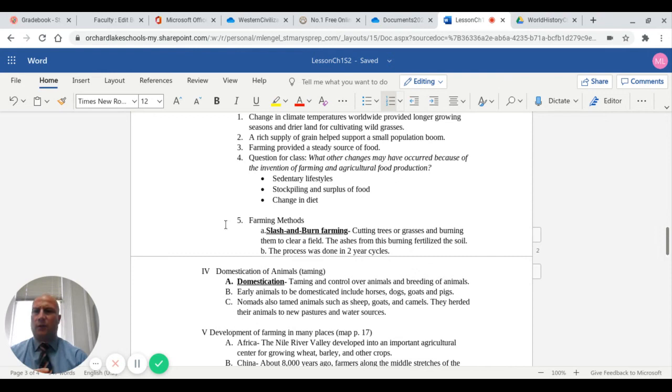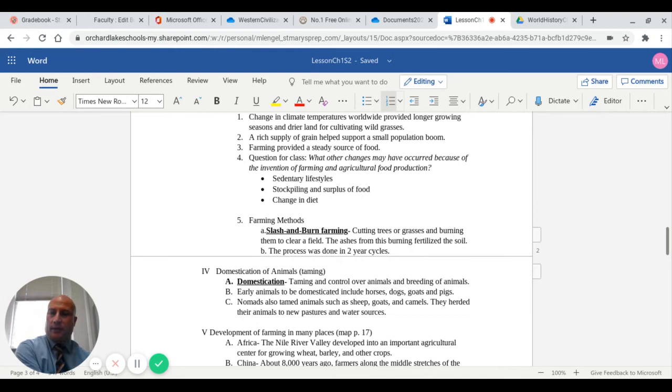Now, one of the earliest farming methods that was utilized is slash and burn farming. Slash and burn farming is basically the cutting of trees or grasses to clear a field and then burn those trees and grasses, the remains of what you cut down, right over top of the field. The ashes from those burned plants and grasses would actually fertilize the soil. There's some nutrient value remaining there. This process was done in 2-year cycles. So you'd slash, you'd burn, you'd let that field lie fallow, and then the following year, after that first year and then the second year of lying fallow, you would then plant on that field.